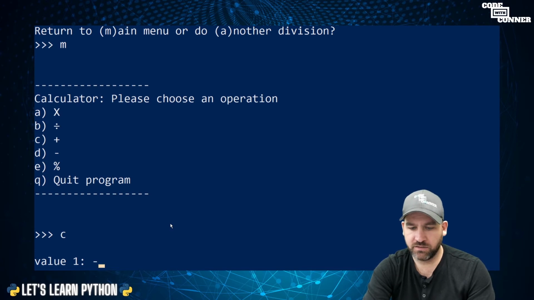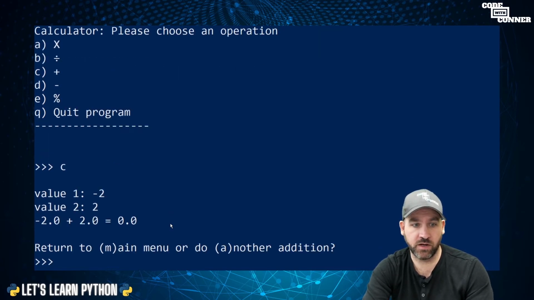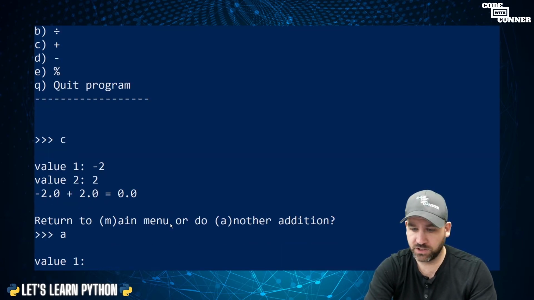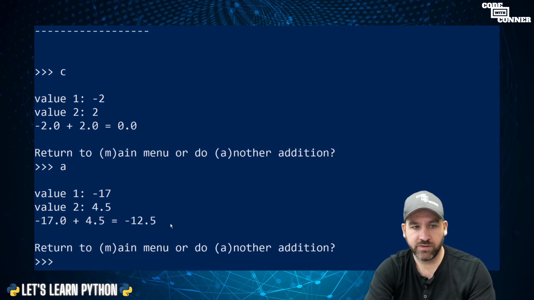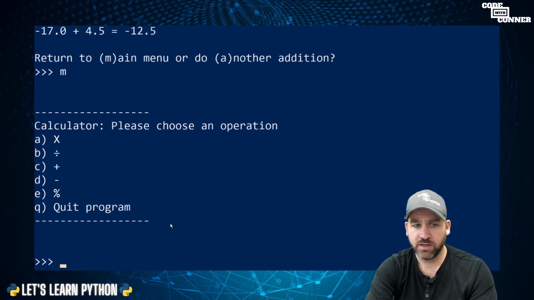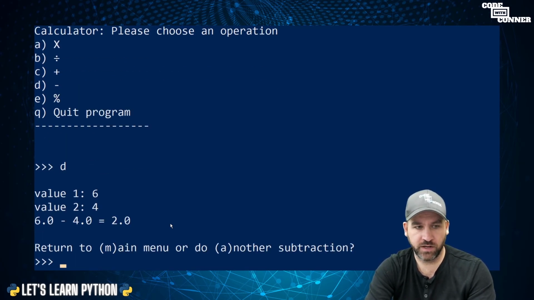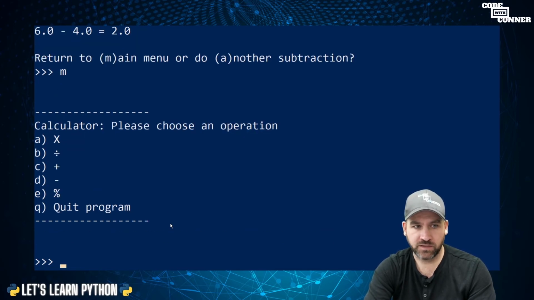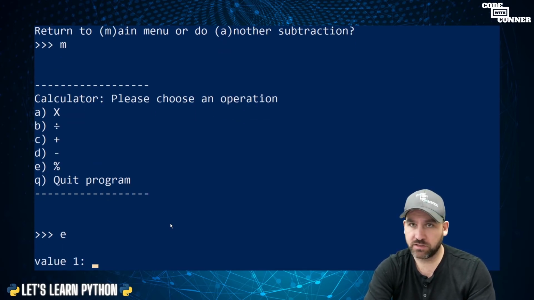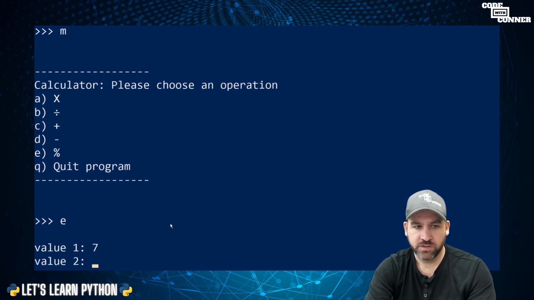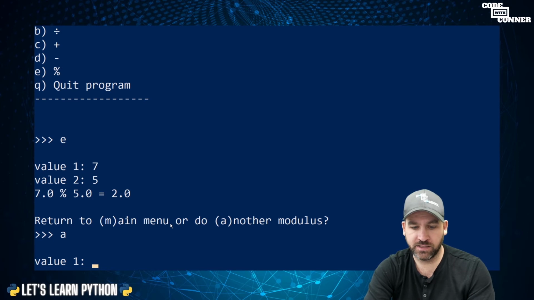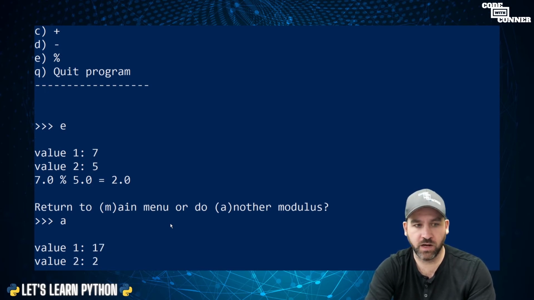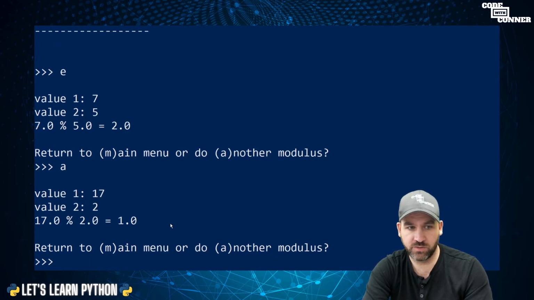Choose addition. Negative 2 and 2 is 0. Let's choose another addition. Negative 17 and 4.5 is negative 12.5. Back to the main menu, you can start to see the way this works. 6 minus 4 is 2. Back to the main, choose modulus. Remember the remainder after a division. So 7 mod 5 is going to be 2. Or if I did, say, 17 mod 2, because 17 is an odd number, it should be equal to 1.